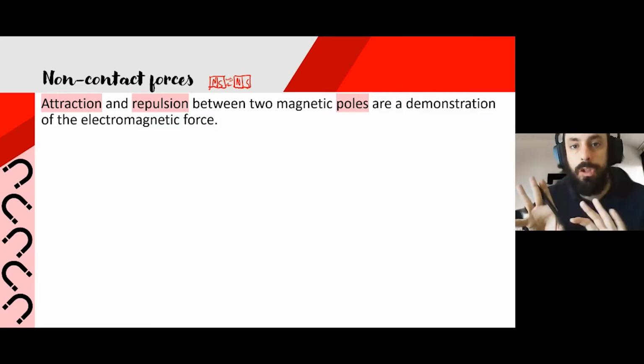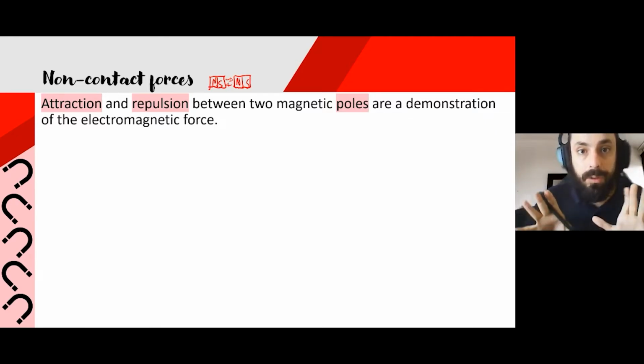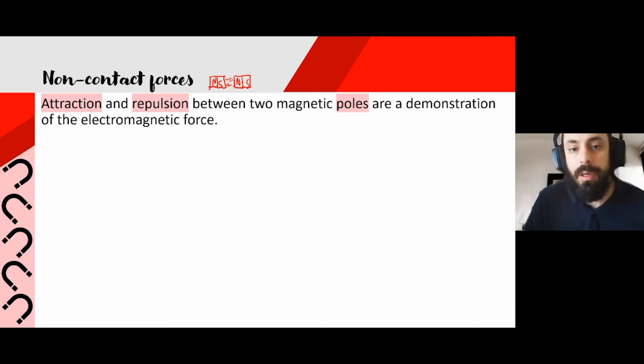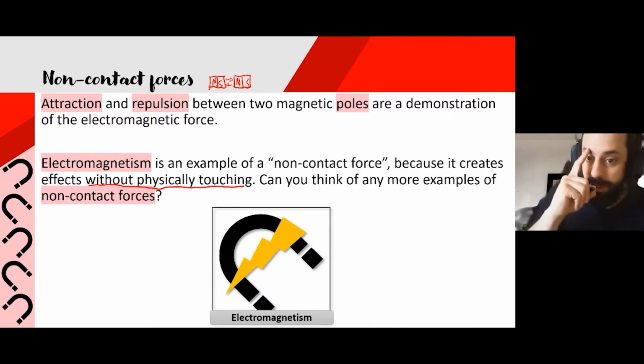For example, for you to push a box, unless you've got superpowers, you would need to physically touch the box to be able to apply that force, no? But for a magnet, that doesn't need to happen. They can be far away from each other and still experience the force. Okay. So, as I said, without physically touching, they can create forces, okay?